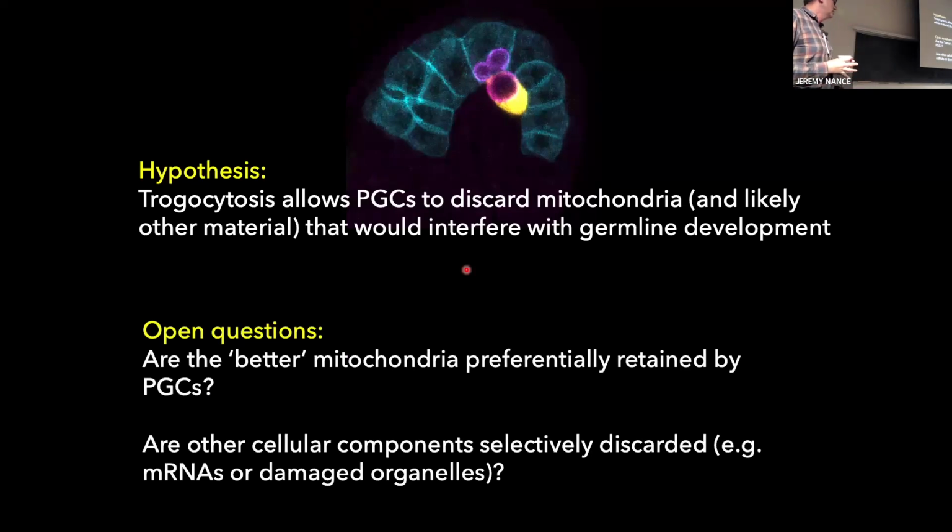So some of the questions we're interested in now are, are the better mitochondria preferentially retained by the PGCs? And this is a question that graduate student Gregory Gunberg is addressing. And also, are other cellular components selectively discarded as well? So you might imagine that mRNAs that the primordial germ cells don't want could be eliminated in these structures, or maybe damaged organelles, for example. So is there more than mitochondria in the trash that's relevant?